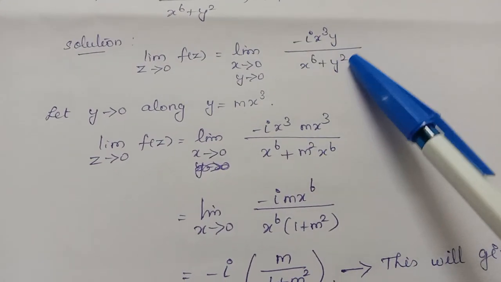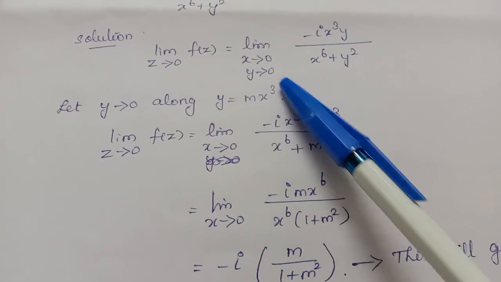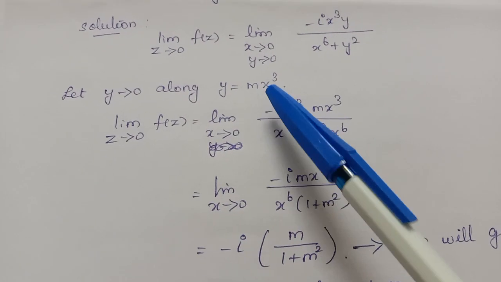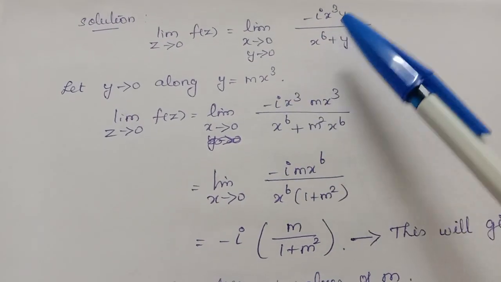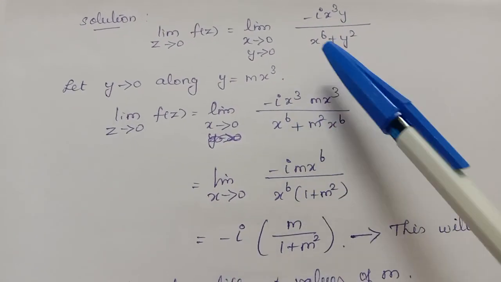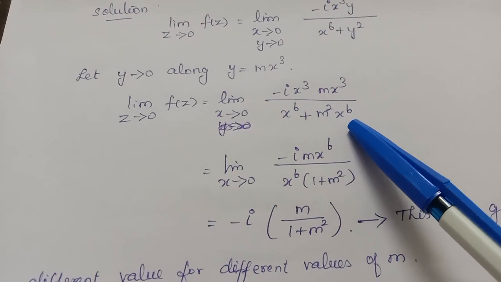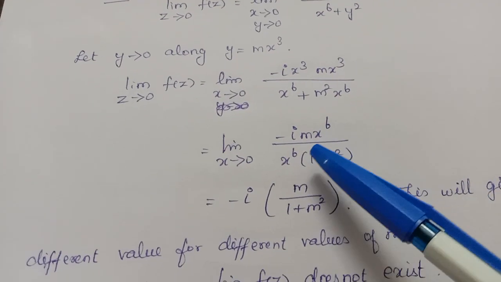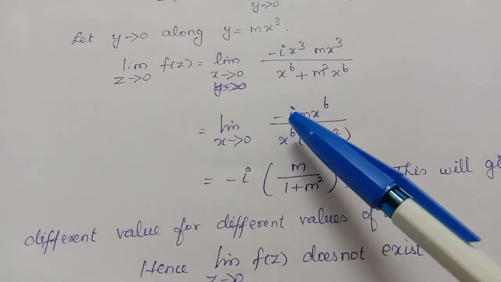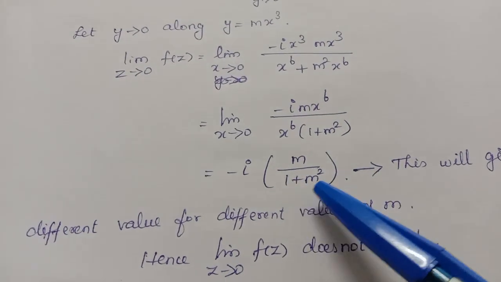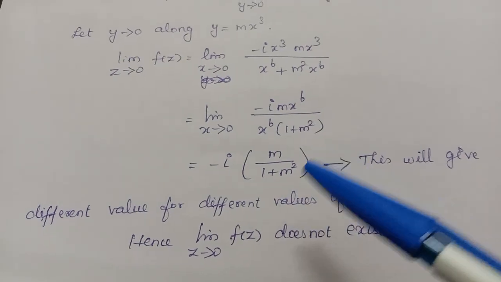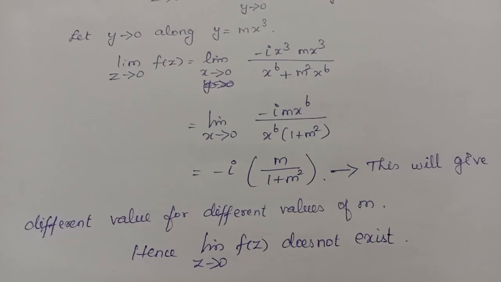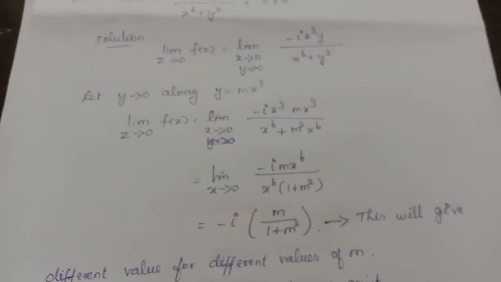Okay. So by looking at the given question only, you can decide along which curve you are approaching 0. So here I have taken y equal to mx cube. Now you substitute minus i x cube into mx cube divided by x power 6 plus m square x power 6. Now this x power 6 is common throughout, so I am cancelling. Finally, I am getting minus i into m by 1 plus m square. Again the same story. Here this value differs for different values of m. Therefore, the limit of the function does not exist.